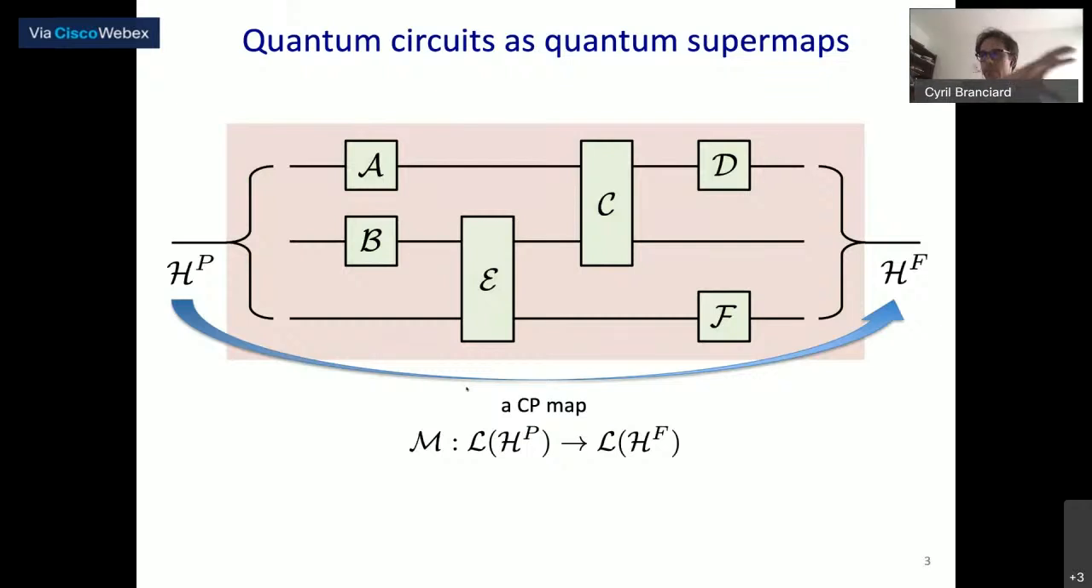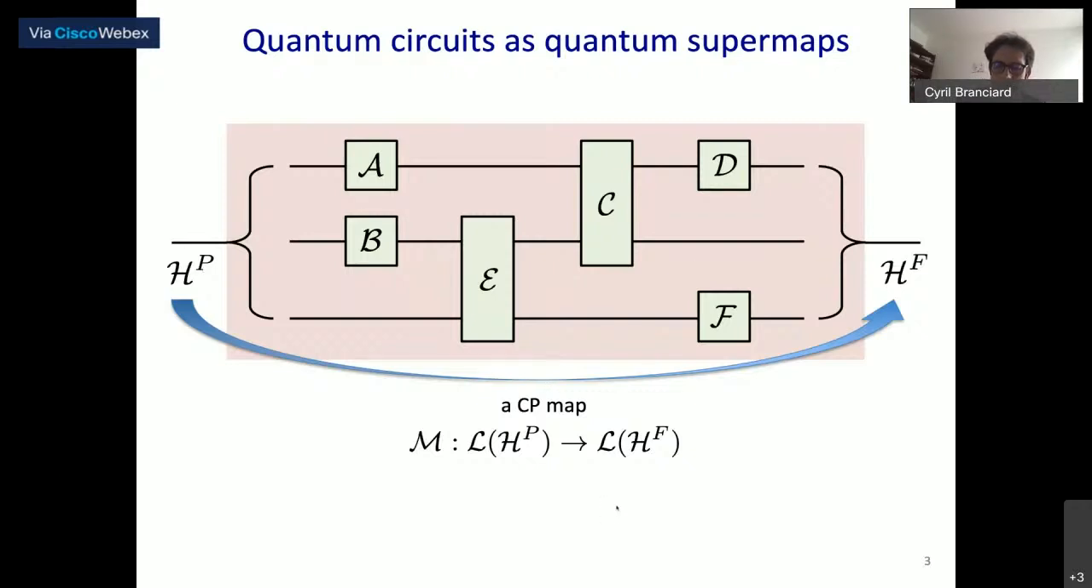quantum operation from the past to the future of all the quantum systems. So here I'm denoting the past, or the whole quantum system living in the past, in this Hilbert space H_P, and it outputs a quantum system in this future Hilbert space. And so the effective result of the circuit is to implement this quantum operation from the past to the future.